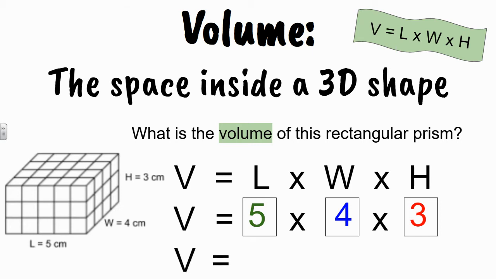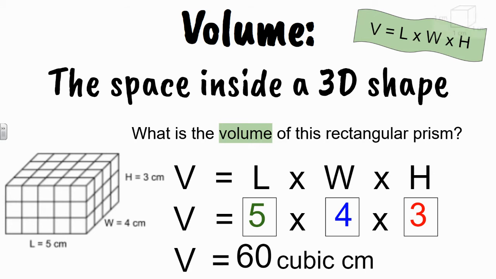So to find the volume, I'm going to just go right across. I'm going to say, okay, 5 times 4, well, that's 20. And then I'm going to take that 20 and now multiply it by the 3, by the height. 20 times 3 is 60. Now, 60 is only part of my answer. You always need to label something there because I don't know 60 what. The correct label for volume in this particular example would be 60 cubic centimeters.